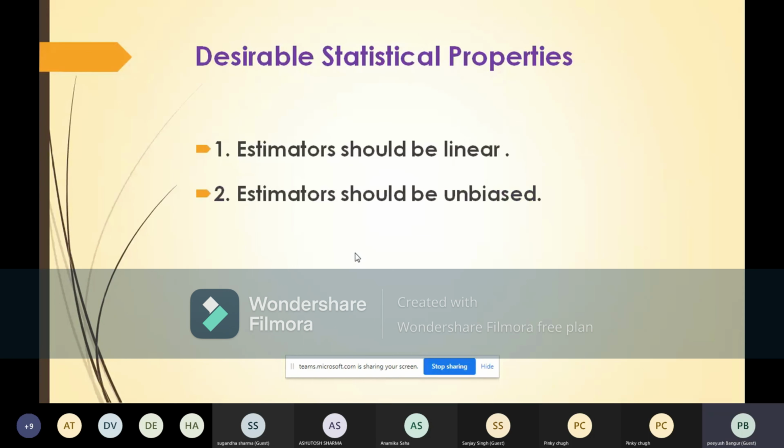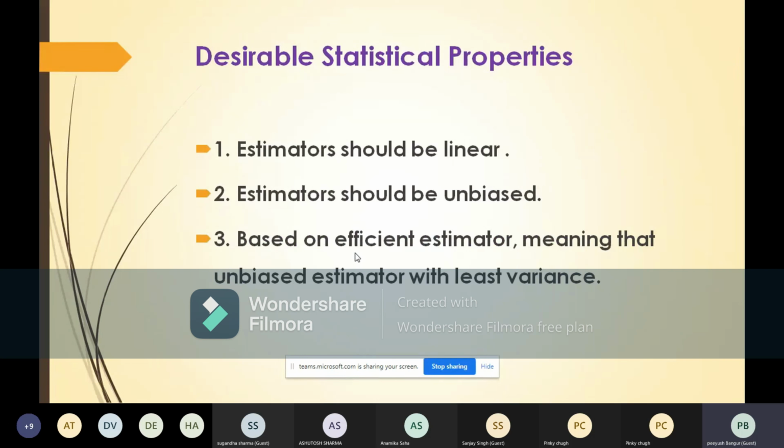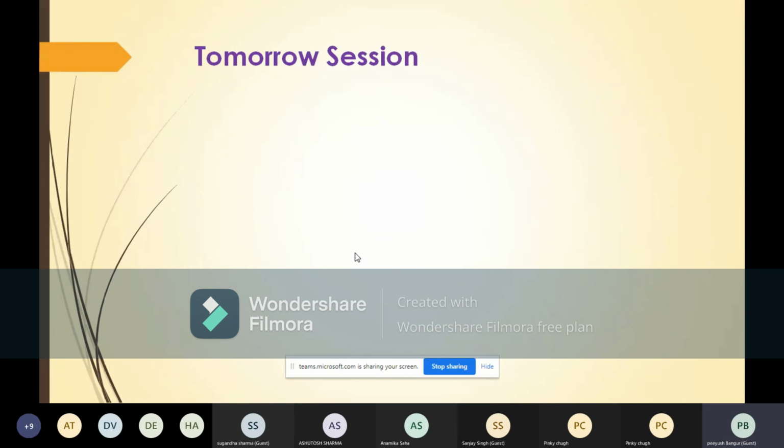Number two, the estimator should be unbiased. It should be treated as unbiased, or your regression will automatically assume that all your estimators are unbiased. Number three, it should be an efficient estimator, meaning an unbiased estimator with least variance. Least variance is an important aspect. We can say the error term mean should always come to zero.